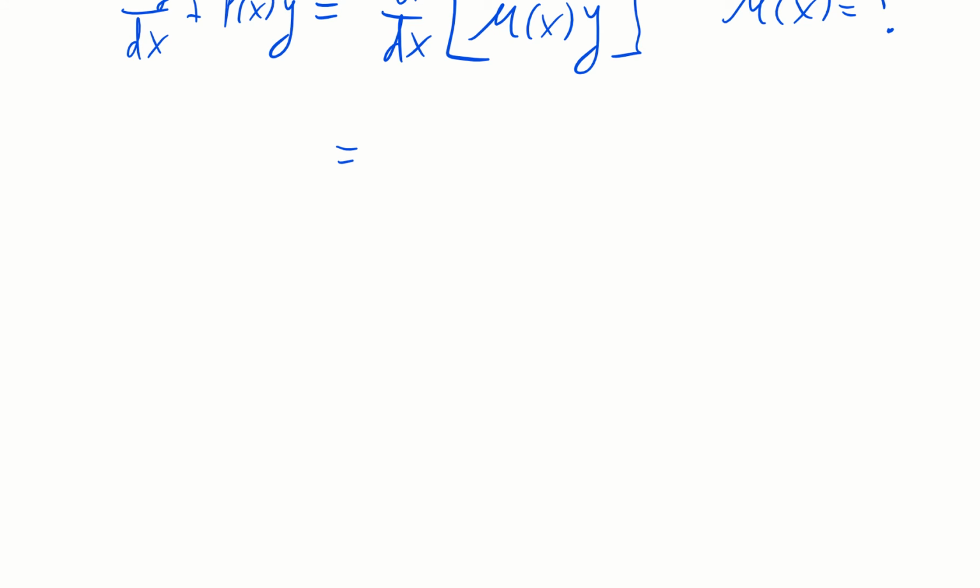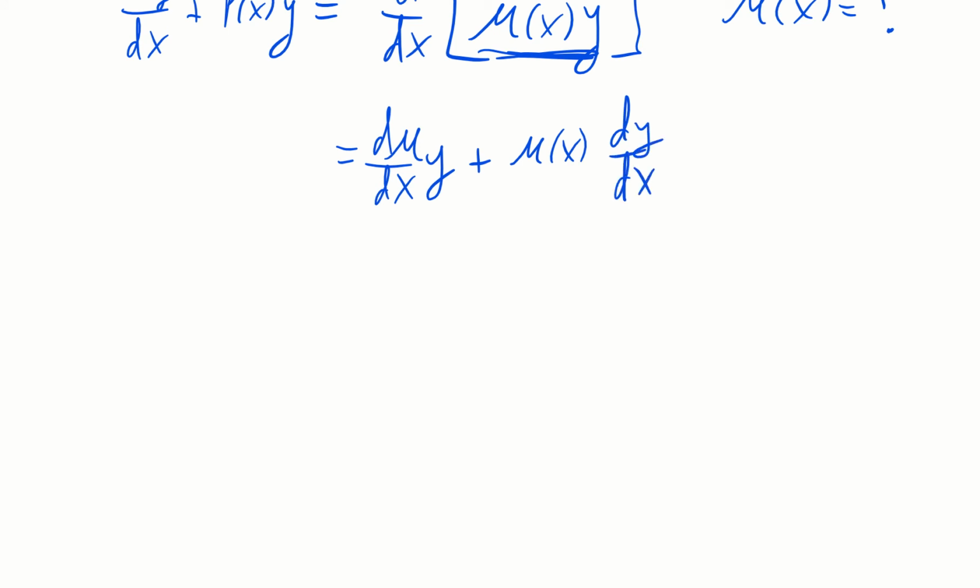Using the product rule here, the derivative of this thing would be the following. It's going to be the derivative of mu, let me call that d mu dx, times y, plus, now we're going to leave the mu term alone, we have mu of x times the derivative of y, which would be dy dx.